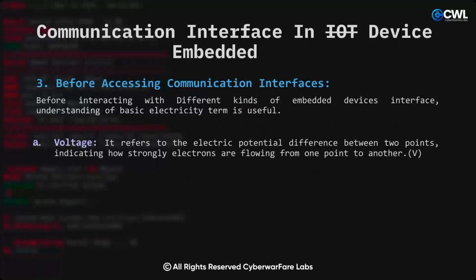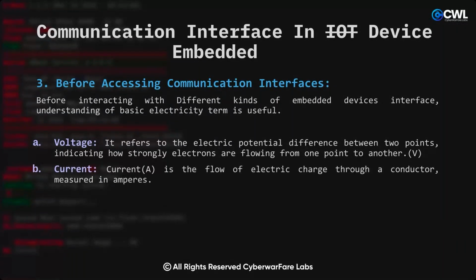Before accessing a communication interface, we need some basic electricity knowledge. Sometimes, if you don't know about voltage and current, you might burn your board. Voltage is electric potential in short, and it refers to the electric potential difference between two points, indicating how strongly electrons are flowing. The point here is how strongly electrons are flowing from one end to another. So this is the voltage.